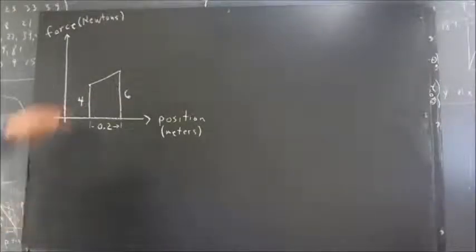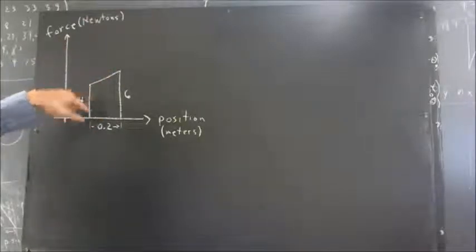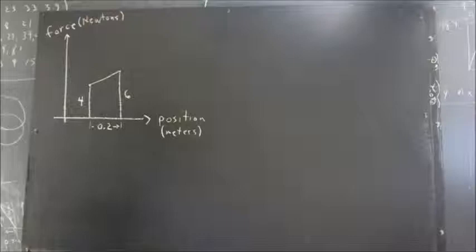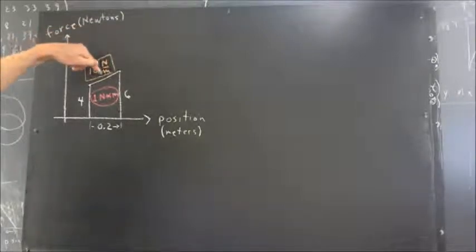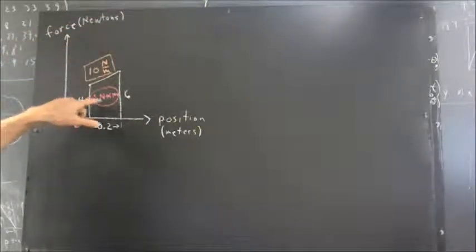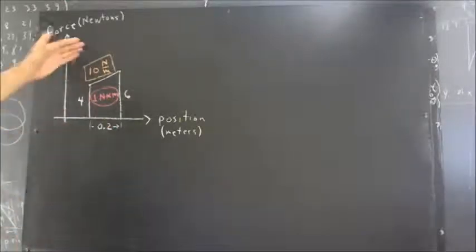You should quickly work out the slope and the area of this trapezoid and label it. It should be clear that the slope is 10 newtons per meter and the area is 1 newton times meter. Now we want to talk about the interpretation of these results.